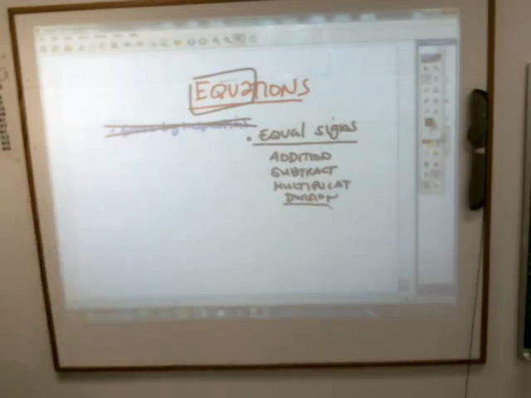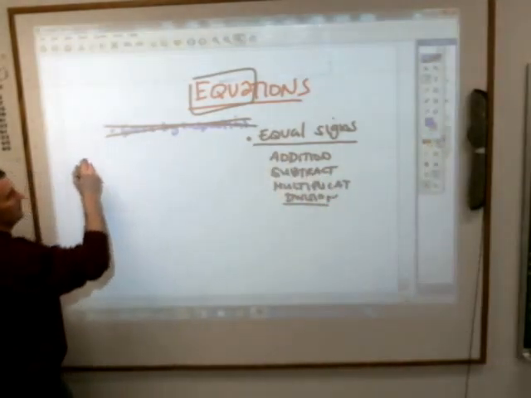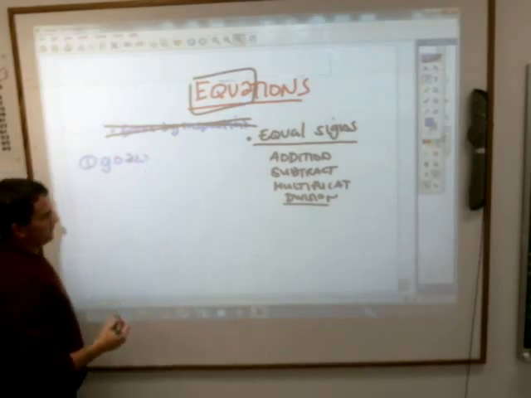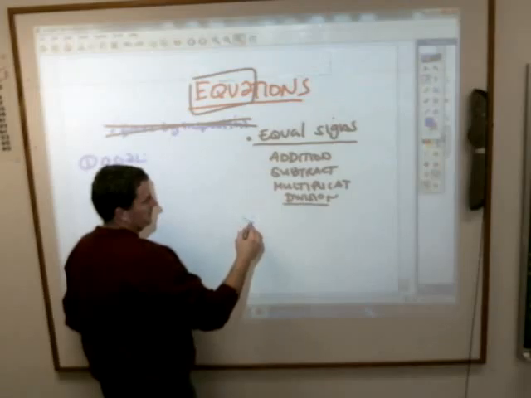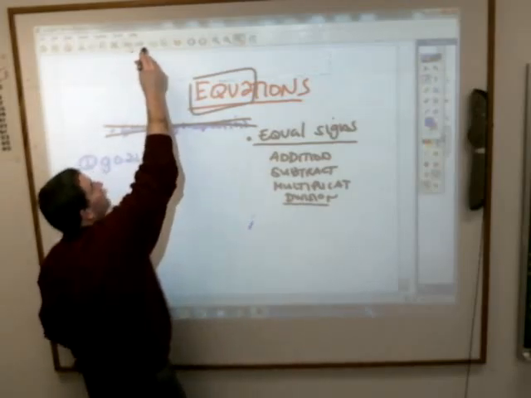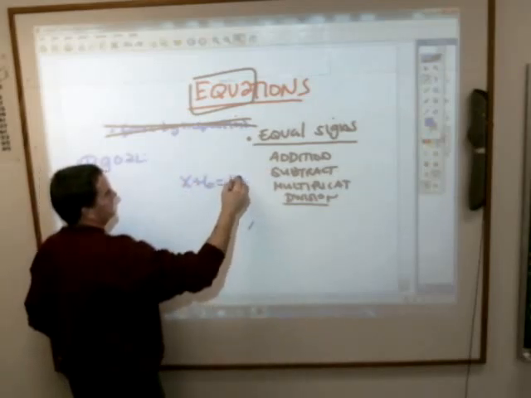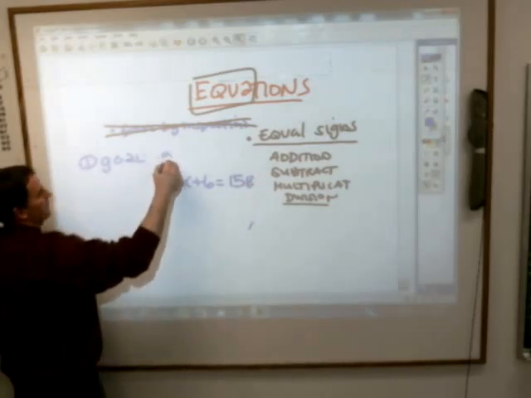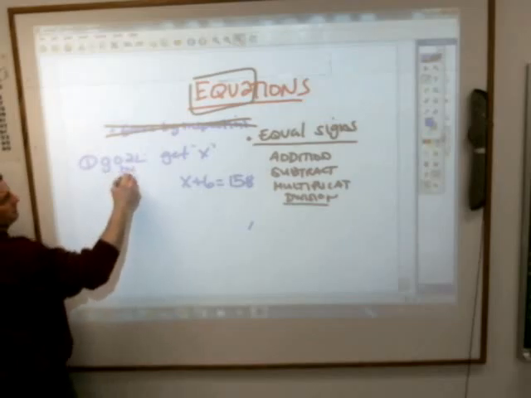Okay? Here is the deal. Number one thing you think about is your goal. Let me write one down here. If you have x plus 6 equals 15, well, let's make it 158. Your goal is to get the letter x by itself, or whatever letter it is. It doesn't have to be x, but get x by itself.